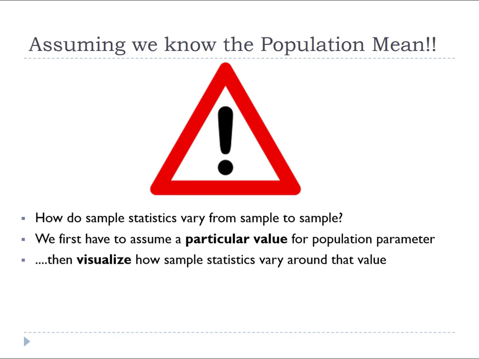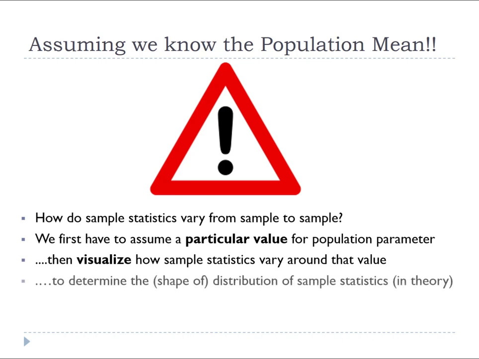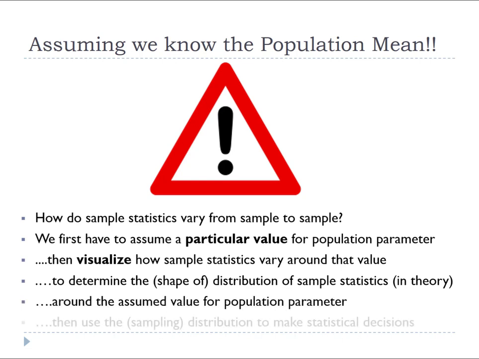By assuming the population mean is equal to a particular value, we can determine the distribution of sample means around that value, a distribution known as the sampling distribution. First, in theory, we establish what the sampling distribution looks like for a particular value of the population parameter. Then, in reality, we can use the concept of the sampling distribution, along with our sample statistic, to make statistical decisions about the unknown value of the population parameter.